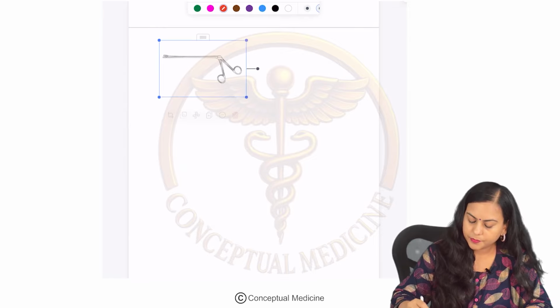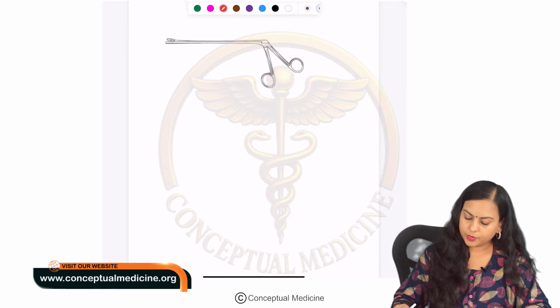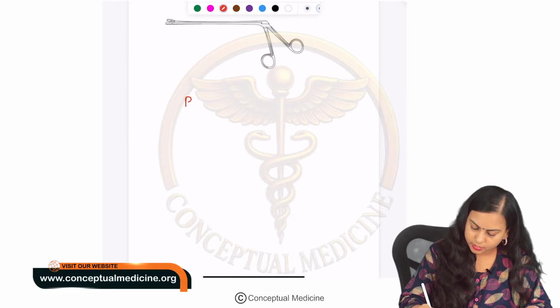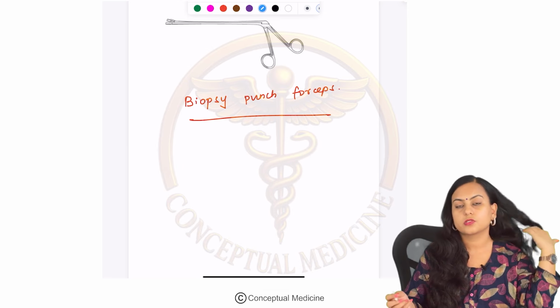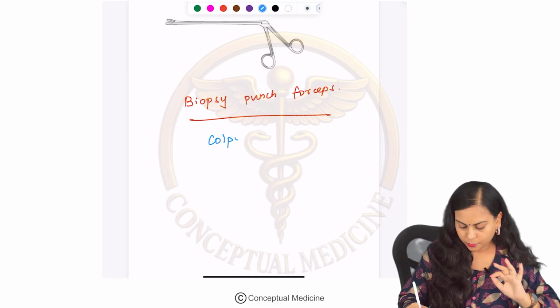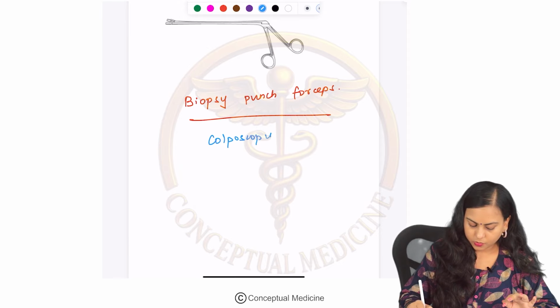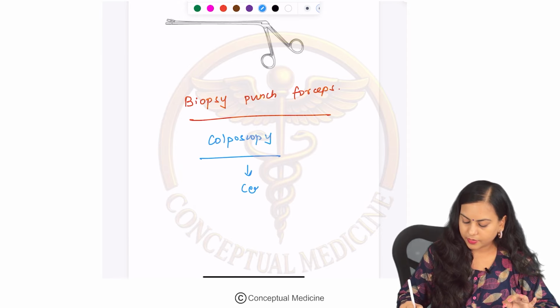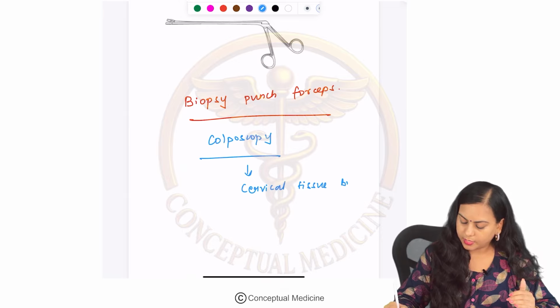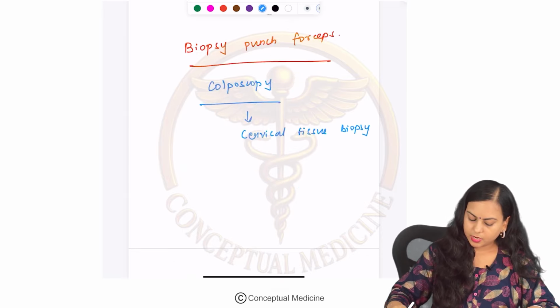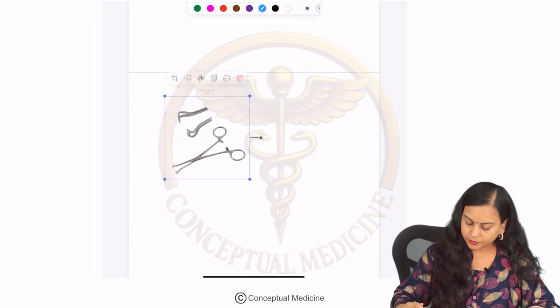This instrument is a cervical punch biopsy forceps. So this is a biopsy punch forceps. It is commonly used during colposcopy to obtain cervical tissue biopsy. Clear? Yes. And the next one, yes.